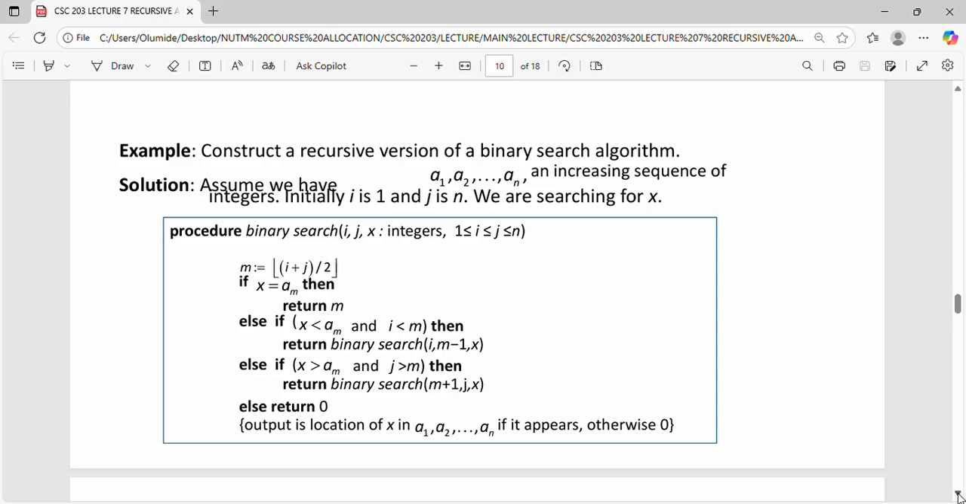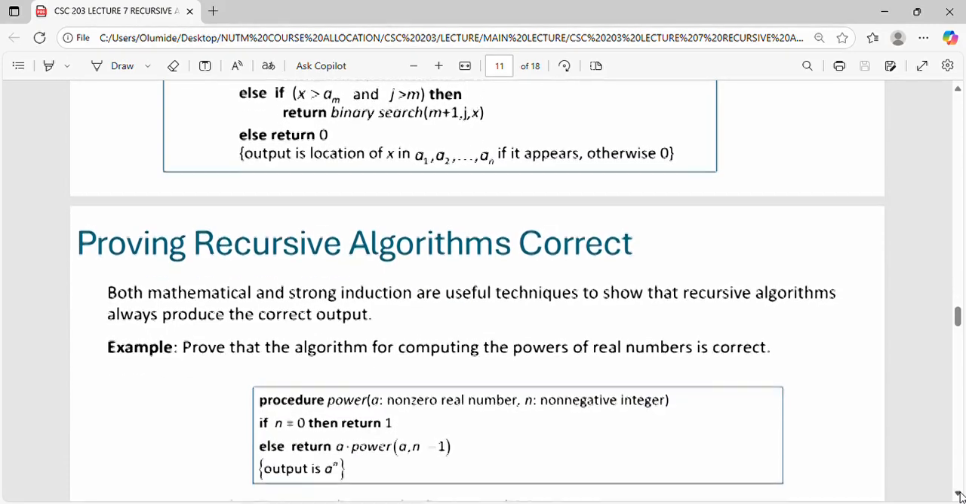Else return 0. That is, if we can't find it on the left, we can't find it on the right, and it's not in the middle, therefore we return 0. And that is what it means. So the output is the location of x in a1, a2 up to an, if it appears. Otherwise it's 0. And that is what we do.